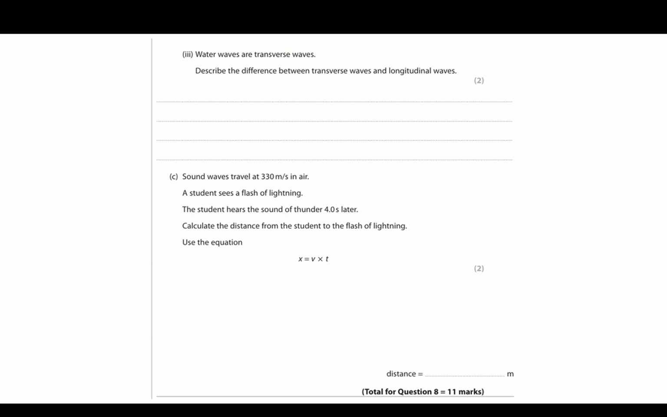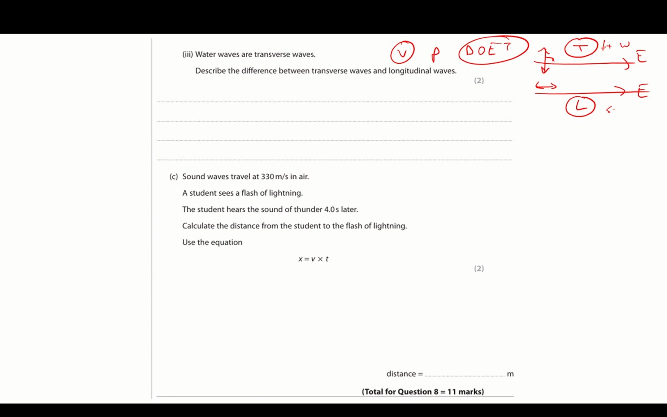Water waves are transverse waves. Describe the difference between transverse and longitudinal. I've tried to teach it V, P, D, O, E, T. What we've got is energy moving in each, and then we're going to have an oscillation or a vibration. That can either vibrate that way or vibrate that way. This way it's perpendicular, that is a transverse wave. And if it's parallel, it's a longitudinal wave. So light and water are transverse, and sound and primary seismic waves are longitudinal.